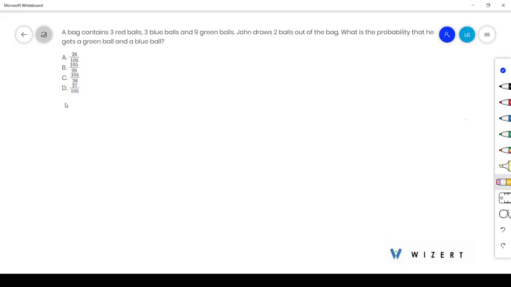Our question is, a bag contains 3 red balls, 3 blue balls and 9 green balls. John draws 2 balls out of the bag. What is the probability that he gets a green ball and a blue ball?